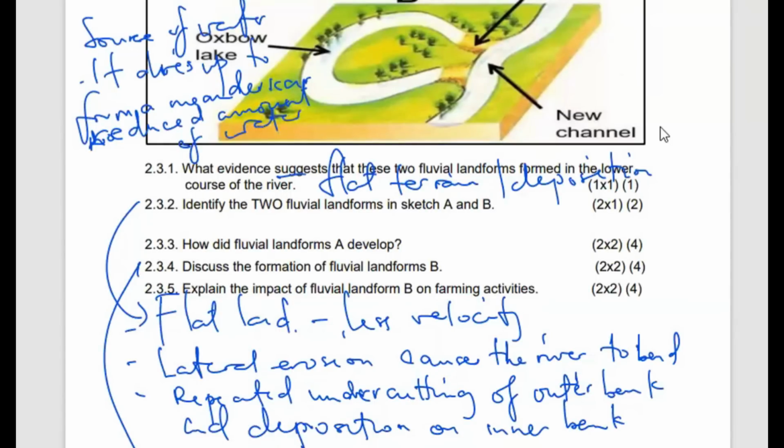The oxbow lake gradually will dry up because there's no more supply of water to this part here because it has been sealed off from the main river. So initially it acts as a source of supply of water to the farmer for both irrigating crops and also for livestock. But with time, we tend to find it dries up and it becomes a meander scar, which is ultimately giving a negative implication on the farmer. There will be reduced amount of water availability for the farmer.